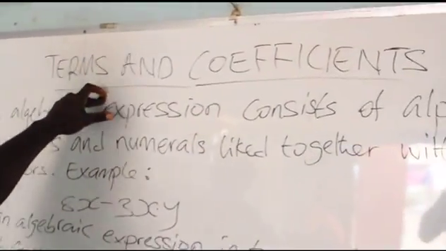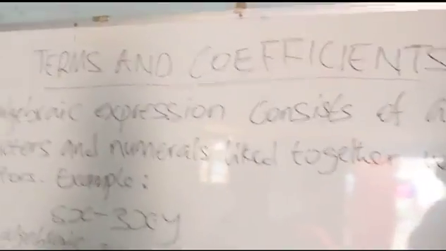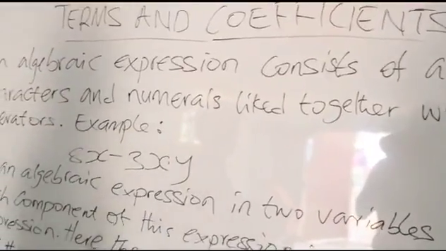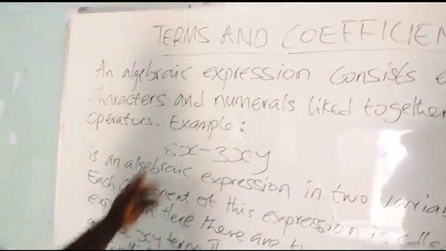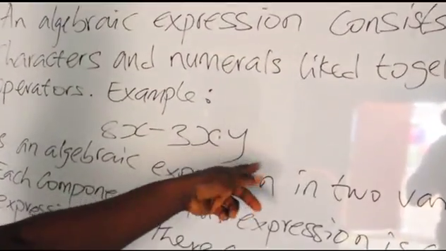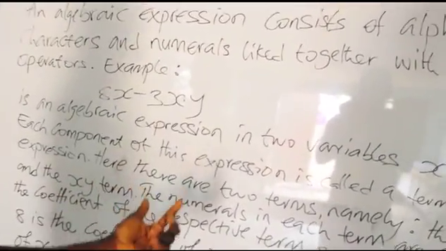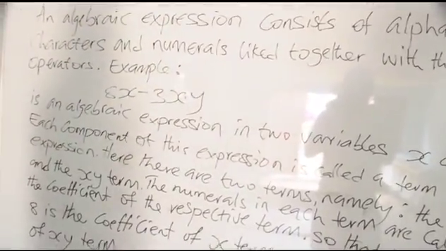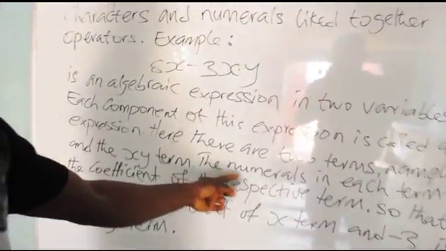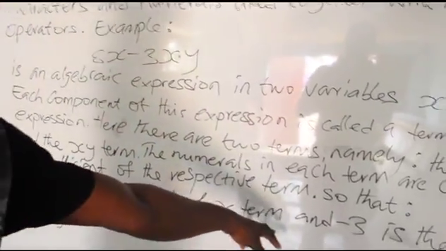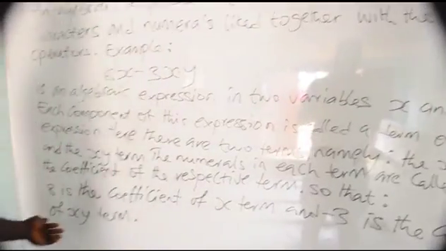So this is terms and coefficients. Here, an algebraic expression consists of alphabetic characters and numerals linked together with the arithmetic operators. Example: 8x minus 3xy is an algebraic expression in two variables x and y. Each component of this expression is called a term of the expression. Here there are two terms, namely the x term and the xy term. The numerals in each term are called the coefficients of the respective term, so that 8 is the coefficient of x term, and minus 3 is the coefficient of xy term.